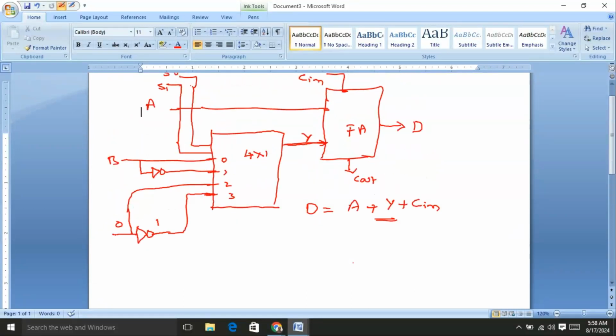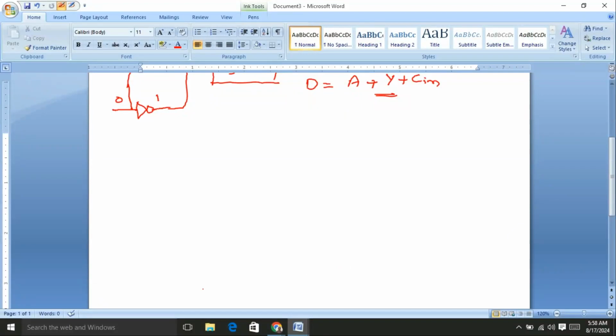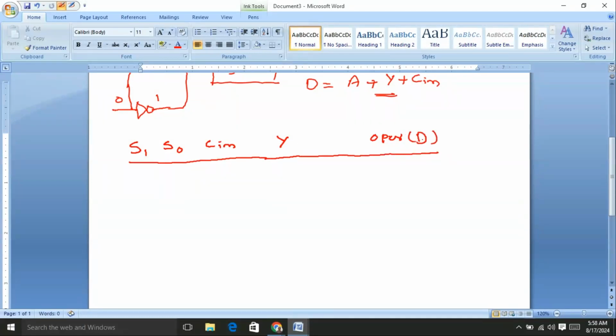Now, how this circuit will work out, I will explain. Right, I derive a truth table. This is the selection line S1. This is the selection line S0. This is the carry in input, and this is the output Y, and this is the operation. What kind of operation is performed? And we also consider this as the D output.